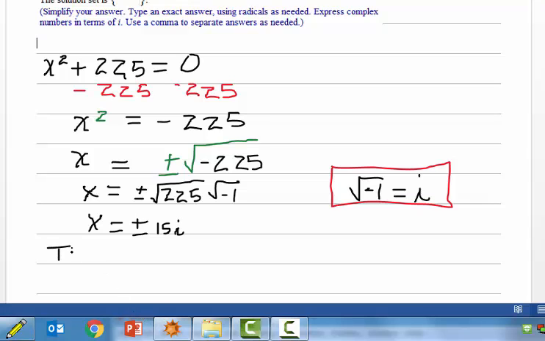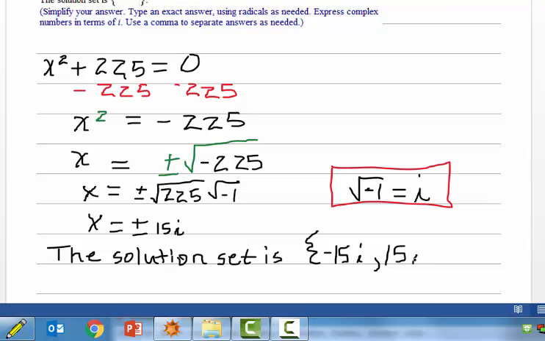And in MyMathLab, you will need to fill these numbers into the solution set. So the solution set is the set that contains a negative 15i and a positive 15i, and those will be separated by a comma. Alright, so sometimes our square root is applied to a negative number. When that happens, we're going to have an i in our final answer.